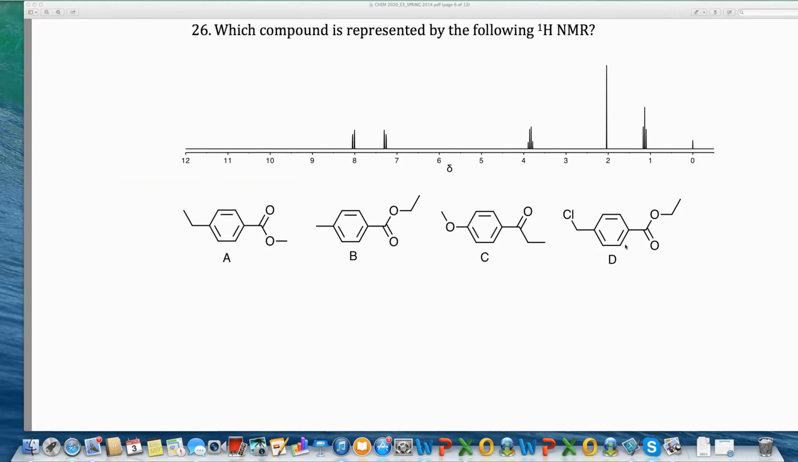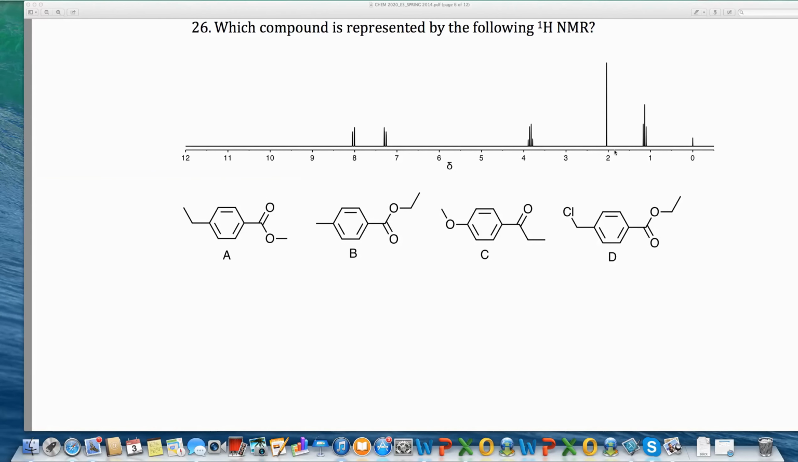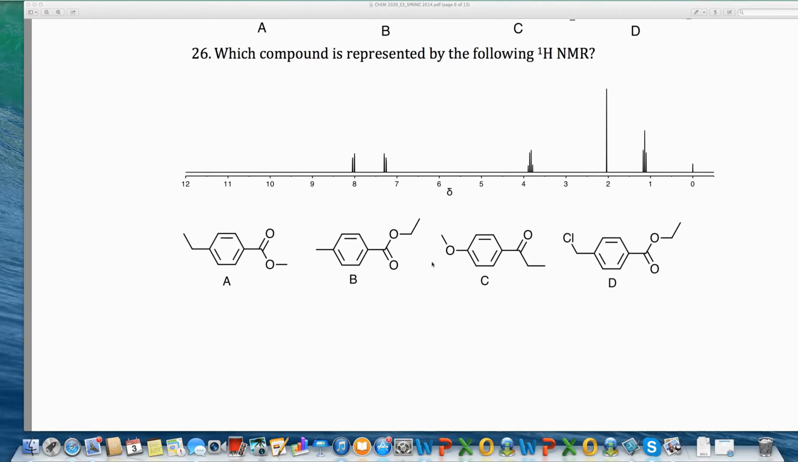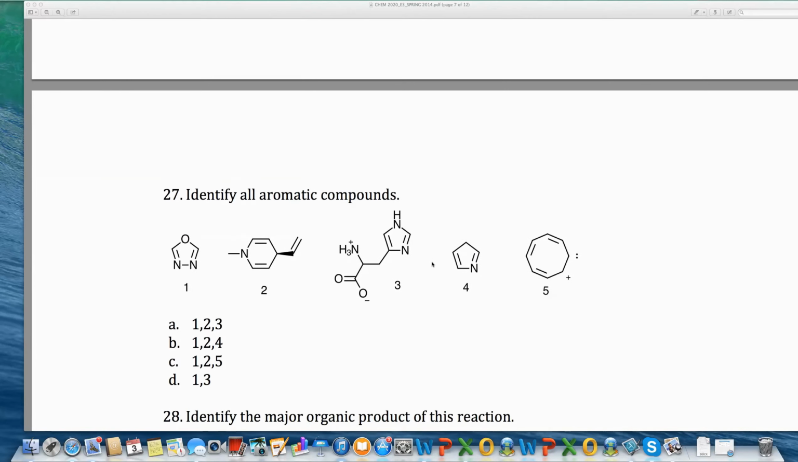And this is going to come down to our integrations. You'll notice that the 2 certainly has as much of an area under the curve as the triplet that would be associated with a methyl group. Therefore, the singlet should correspond to 3 hydrogens, not 2. We eliminate D and we choose B. That's a pretty discriminating question when all you have is your proton NMR. So the best answer choice for 26 is choice B.